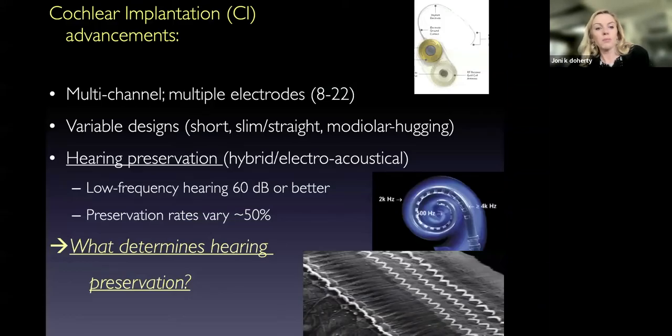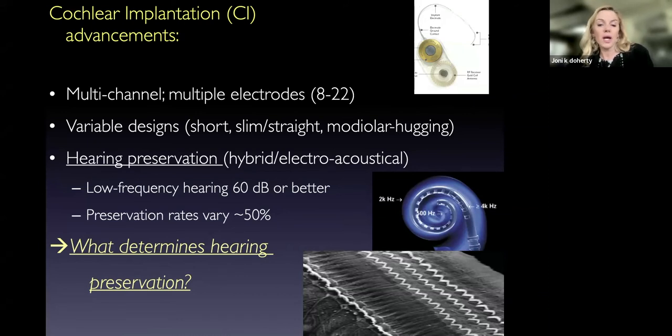So we studied patients with multi-channel cochlear implants. I mean, these are temporal bones, obviously. But we had some data on their performance, and we had some data on their cause of hearing loss and things like that. With the newer designs of electrodes, there are many improvements in the technology and many iterations of development, like the short electrodes, the slim straight for hearing preservation, and then also the modular hugging electrodes.